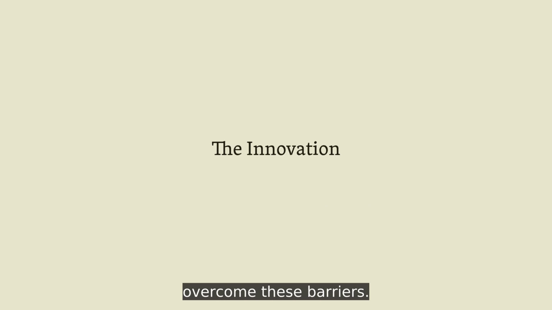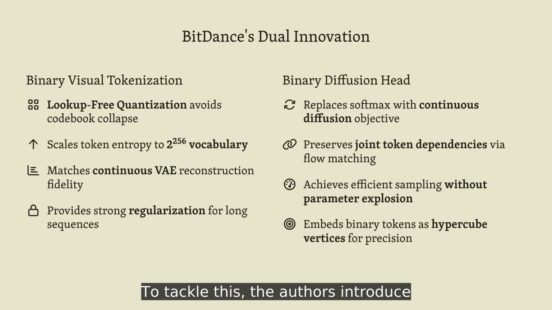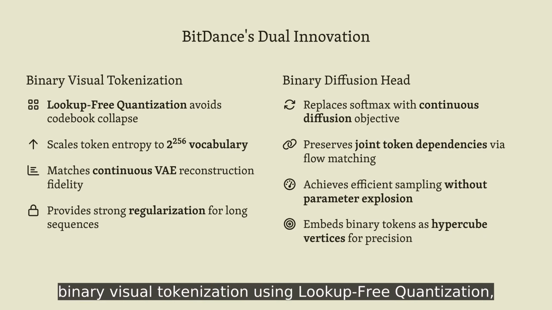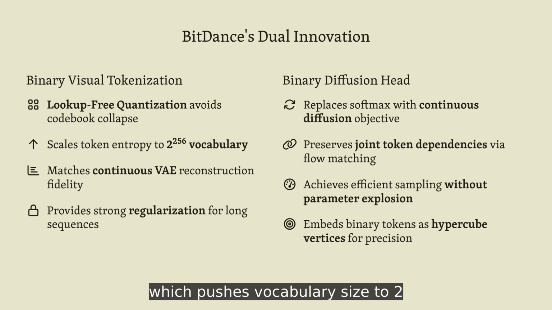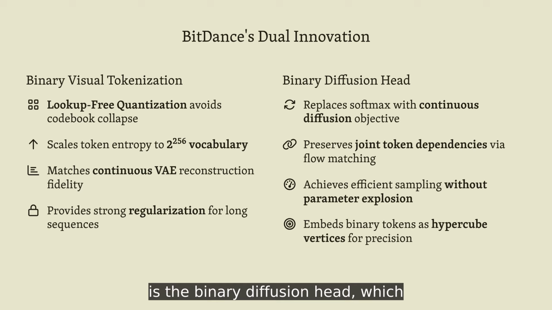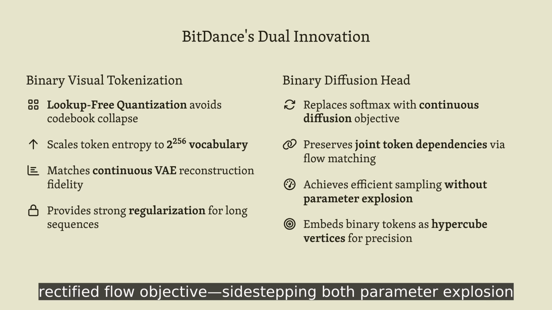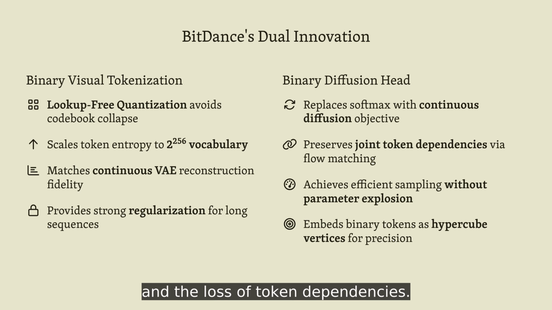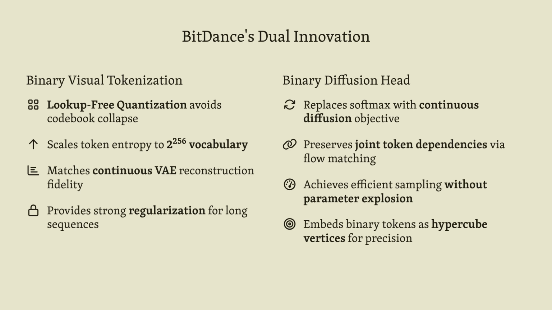BitDance introduces two core innovations to overcome these barriers. To tackle this, the authors introduce binary visual tokenization using lookup-free quantization, which pushes vocabulary size to 2 to the power of 256 without collapse, achieving reconstruction quality on par with continuous models. Paired with this is the binary diffusion head, which treats tokens as hypercube vertices, and learns their joint distribution through a rectified flow objective, sidestepping both parameter explosion and the loss of token dependencies.